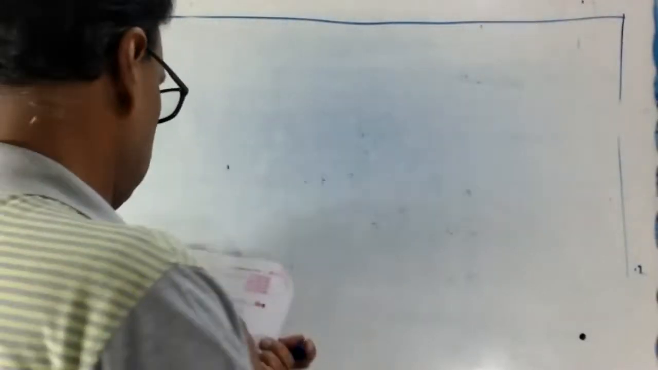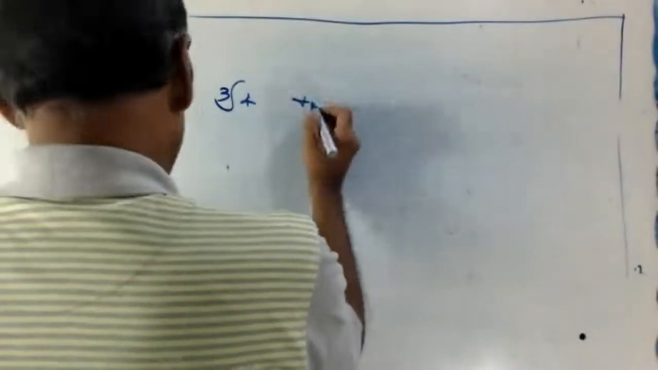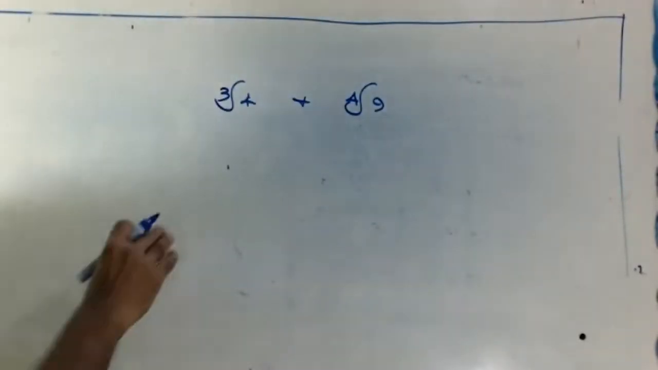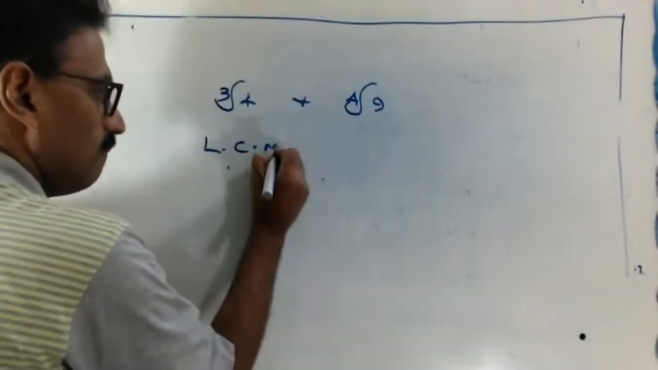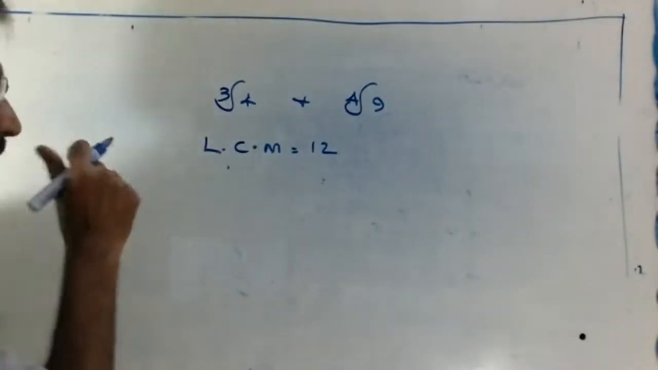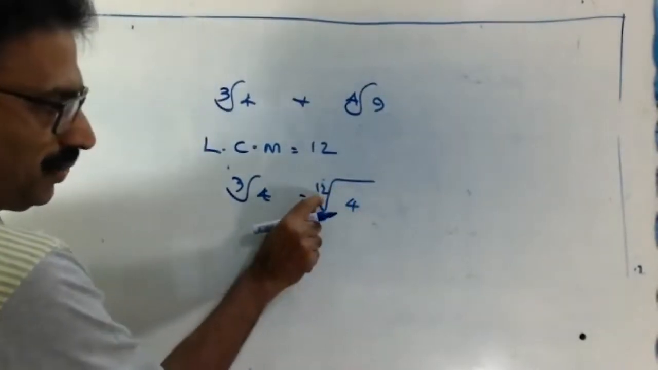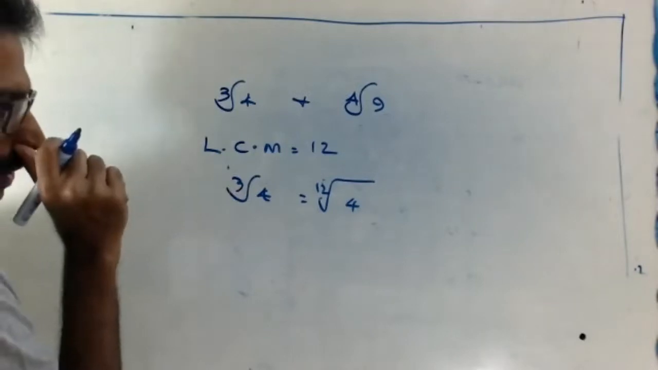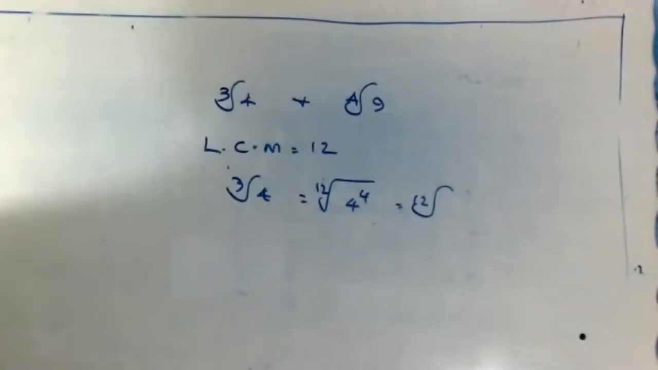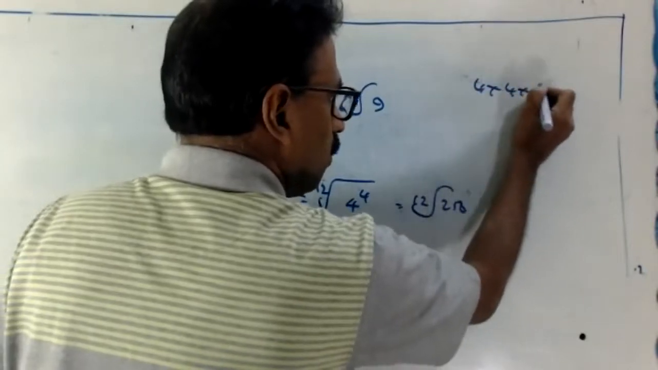Okay. Cube root of 4 and 4th root of 9. Okay, LCM equal to 12, of 3 and 4. Then cube root of 4 equal to, you write 12 here. 12 divided by 3, how much? 4. So this is equal to 12th root of how much? 4 into 256. Correct or no? 4 into 4 into 4 into 4.